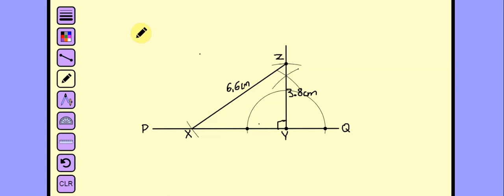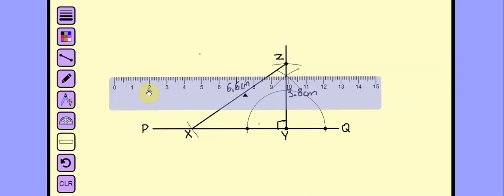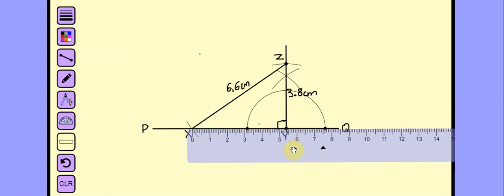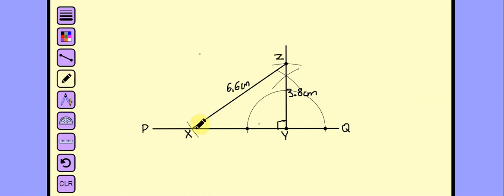Now the question had asked us to measure and state the length of XY. So let's simply place our ruler along XY and find out what length we're getting. You may pause the video and measure yours and see if you're getting the same thing as me. So let us see here. So based on what I am seeing here, I am getting 5.4 centimeters. Alright, so I hope that's what you are getting.